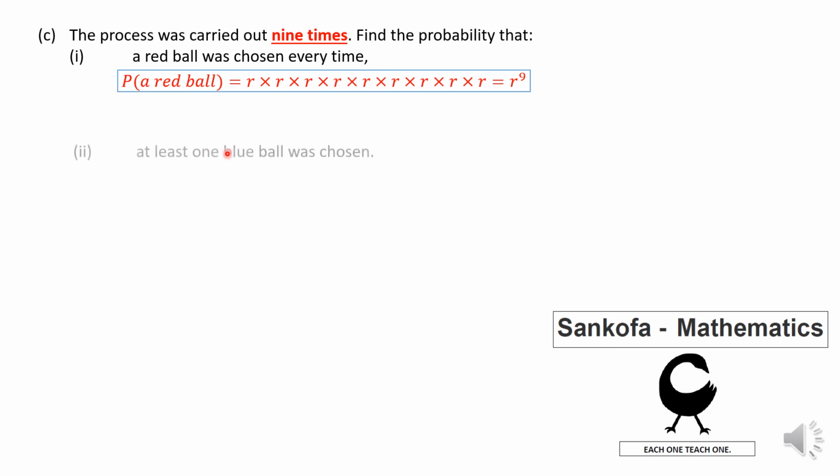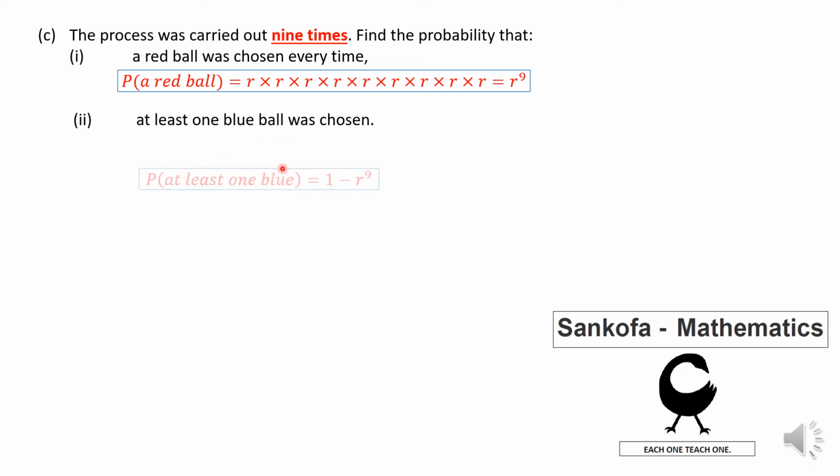So if the question says at least one blue ball, there is a possibility that it's red and blue, but at least one blue, then you take 1 minus the probability that it's going to be all red, which we know from our previous answer, if you do red, red all the time, 9 times, is R raised to the power of 9. So take 1 minus whatever that is, and that is going to give you at least one blue. That is what we are looking at.